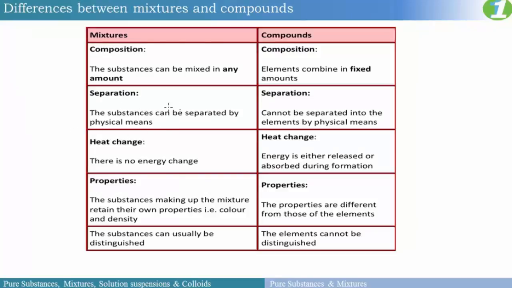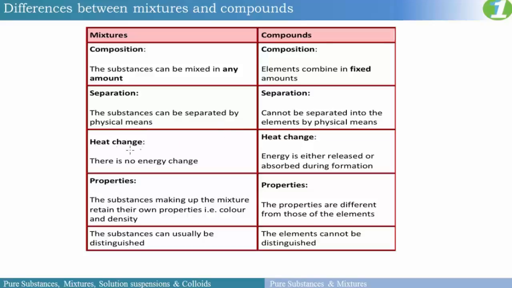Now, here are the main differences between mixtures and compounds. In a mixture, we look at the composition of the substance: it can be mixed in any amount, so the composition is not fixed. Whereas in a compound, the elements must be combined in fixed amounts. In terms of separation, a mixture can be separated easily by physical means, meaning filtration or evaporation. Whereas in compounds, the elements cannot be separated from the compound by physical means.